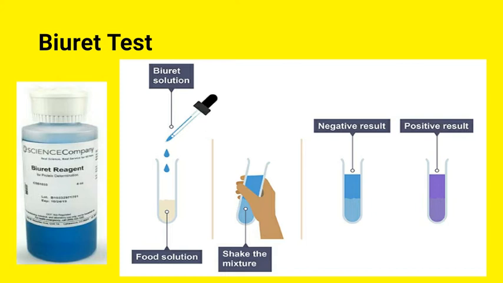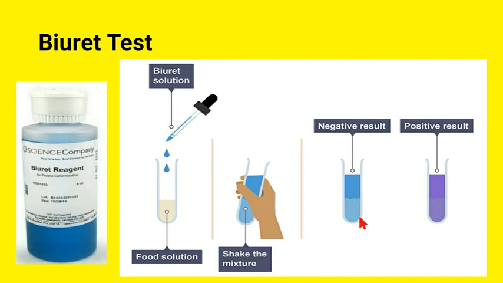So first, as you can see in this picture, in the diagram, here we have taken a test tube, and this test tube contains food sample in liquid form. Biuret reagent, which is blue in color, is added with the help of dropper. Then this mixture is shaken. After some time, we're going to see the result.